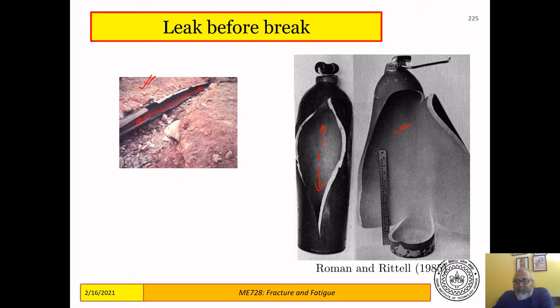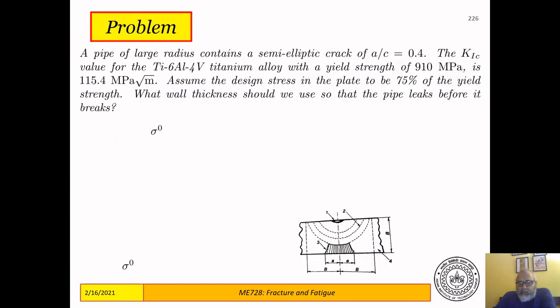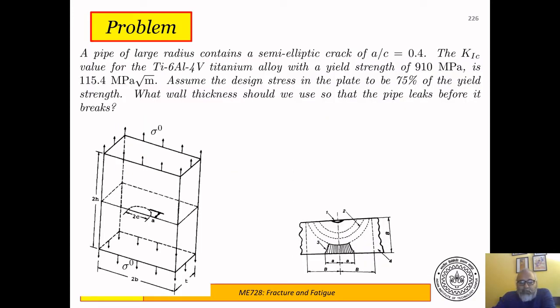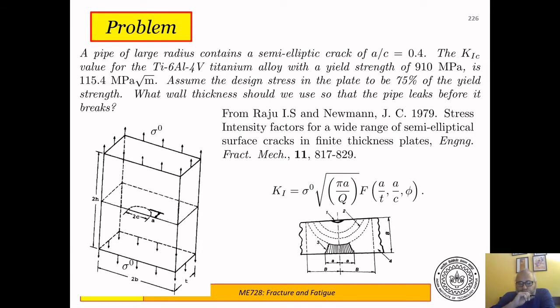Okay, now let us take an example of how this can be achieved. Before doing that, let me talk about another handbook stress intensity factor case. This time for a three-dimensional crack.